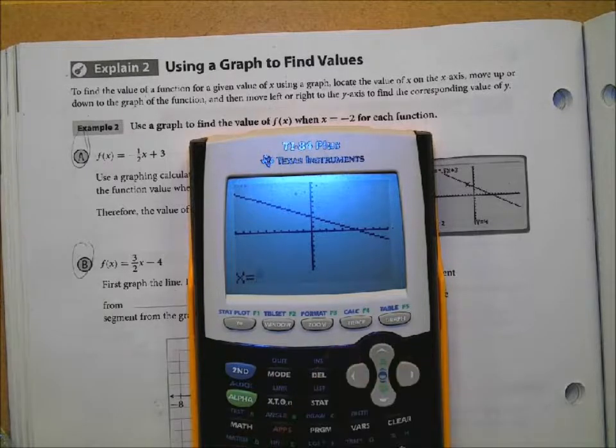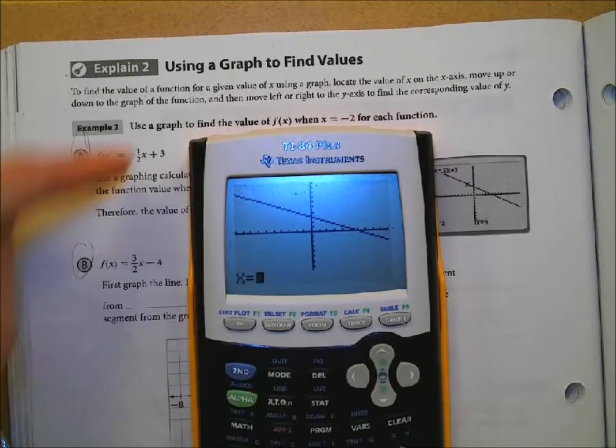Come on, guys. What do we want to find the value? We want to find the value of f of x when x is what?